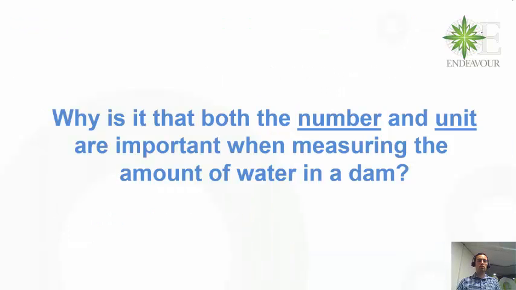So an interesting question to consider now. I'll give you a few seconds to ponder this one. Why is it that both the number and the unit are important when measuring the amount of water in a dam? Why do we need both?